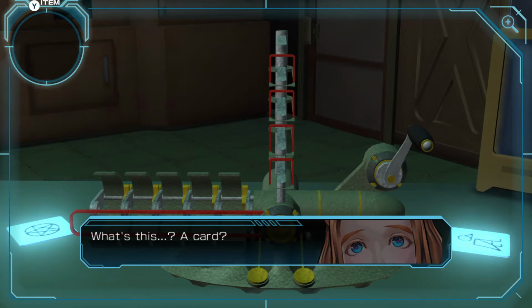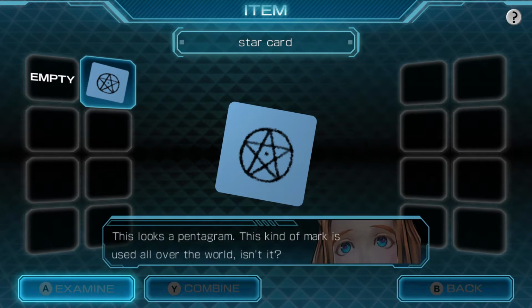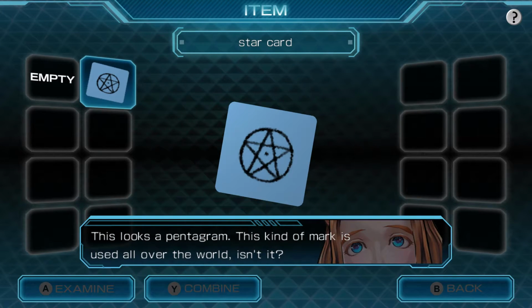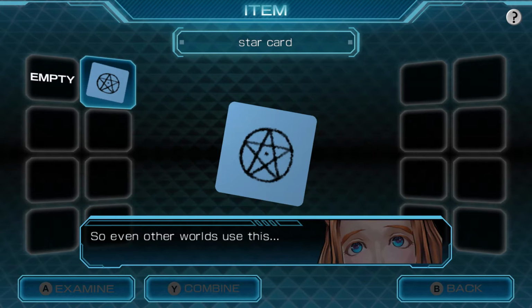What's this? A card? It's a star card, or what looks more like a pentagram to me. This kind of mark is used all over the world, isn't it? Right. It's one of the simplest diagrams for showing the relation between the 5 elements. So even other worlds use this.